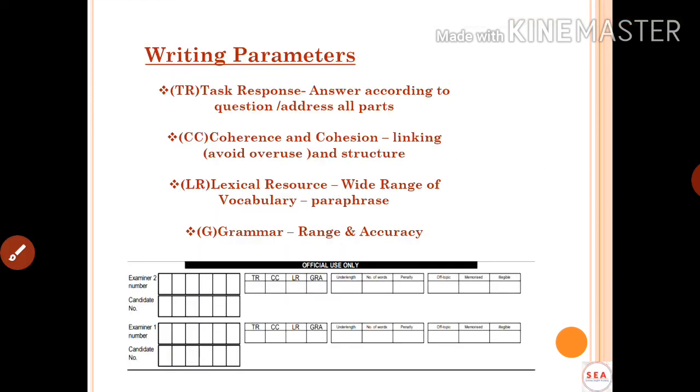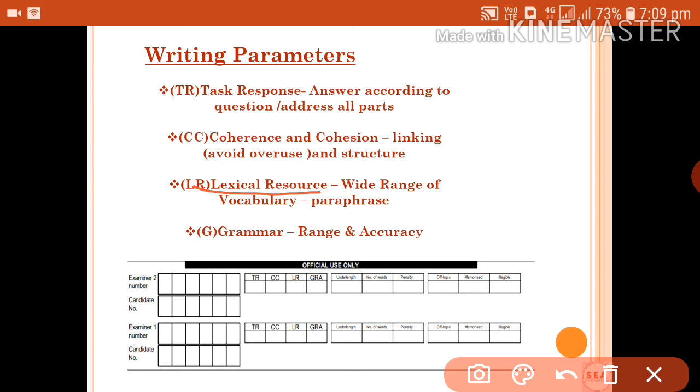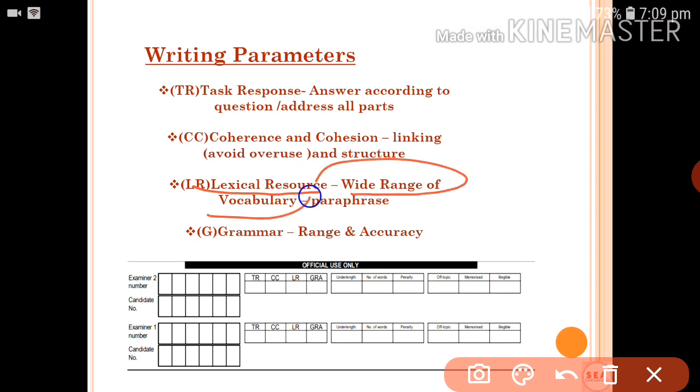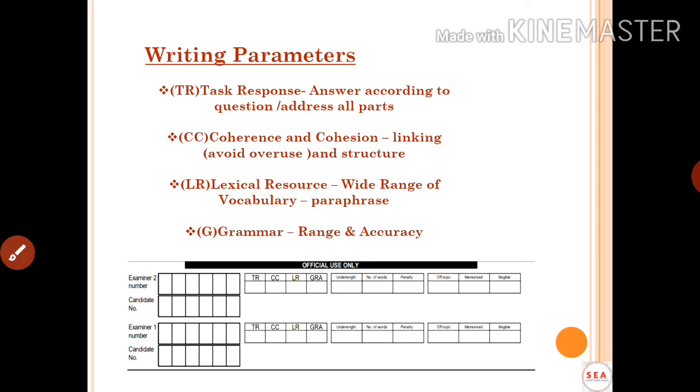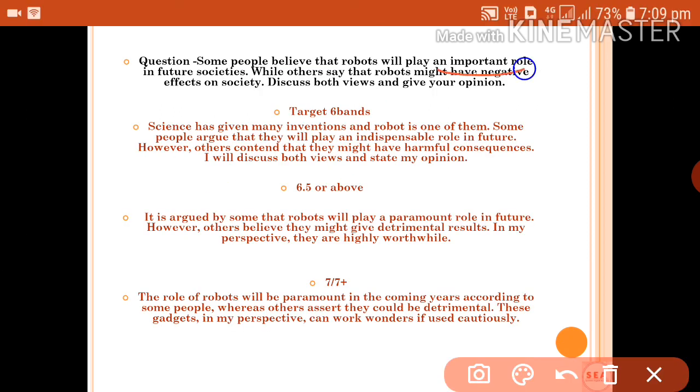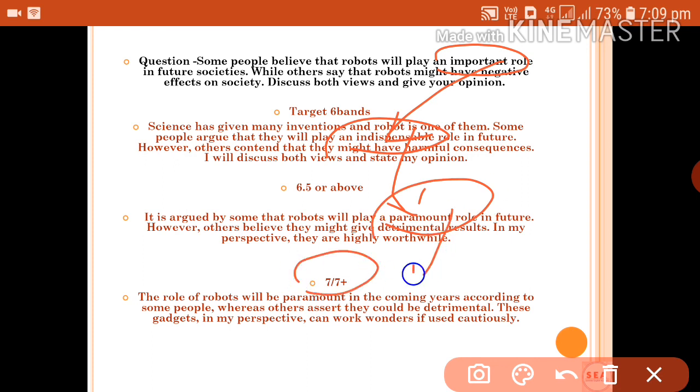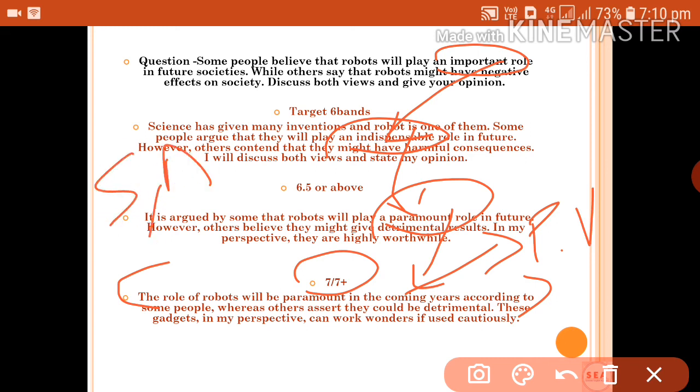Let's move to the third parameter, lexical resource, which says you should have a wide range of vocabulary by showing paraphrasing skill, which we did in our first video of the introductions. The word was important, we paraphrase it with indispensable, then we use another word, paramount. Then in 7 plus, instead of writing another word, we change the structure of the line by using passive voice. So, lexical resource includes using synonyms, antonyms, and changing the structure by passive voice.